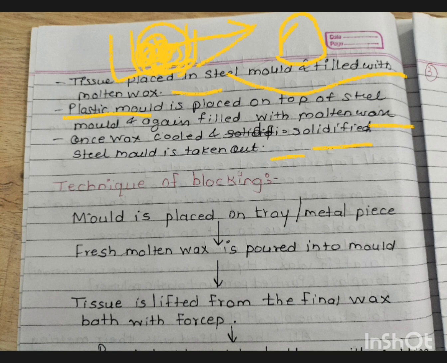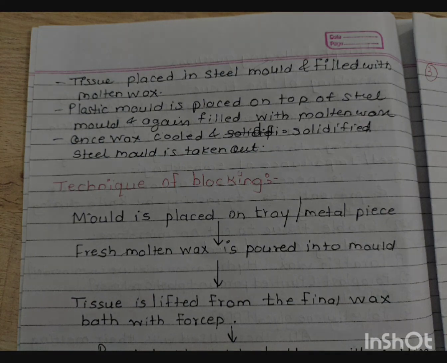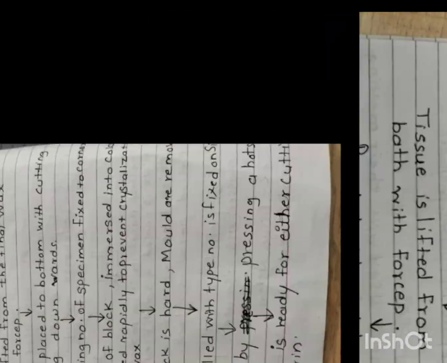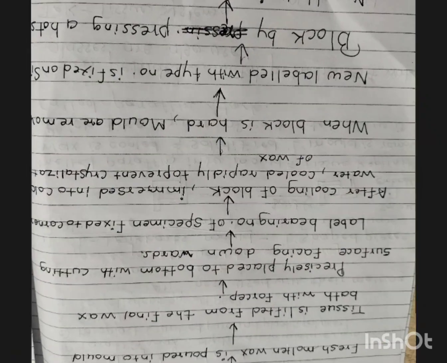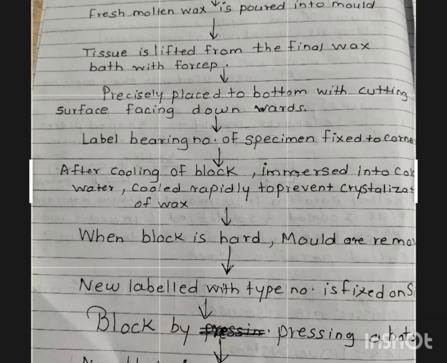In Tissue-Tek, there are two components. The base is a stainless steel mold, and on the top a plastic mold is placed. Then next we are going to learn the procedure of blocking or embedding.